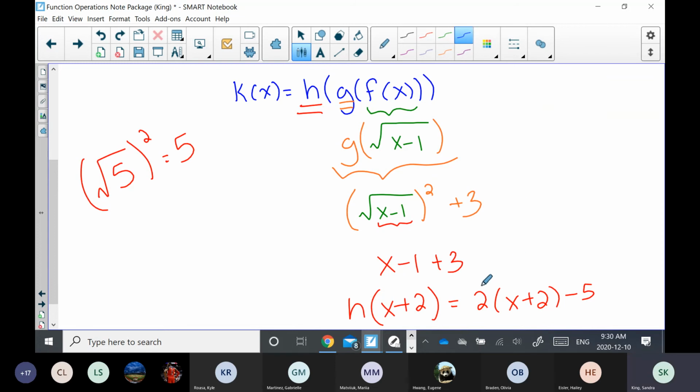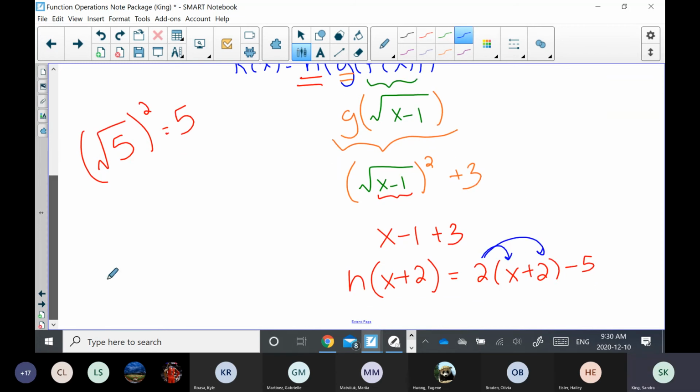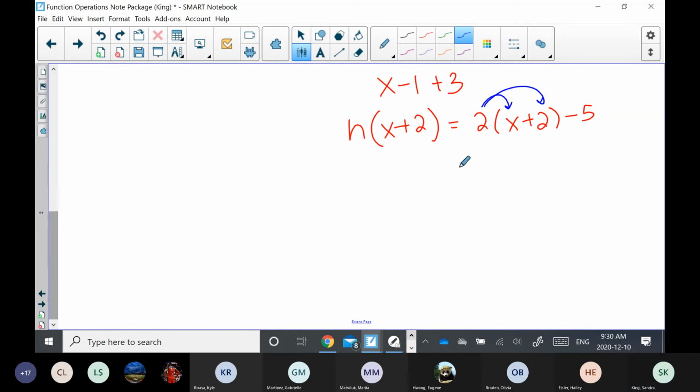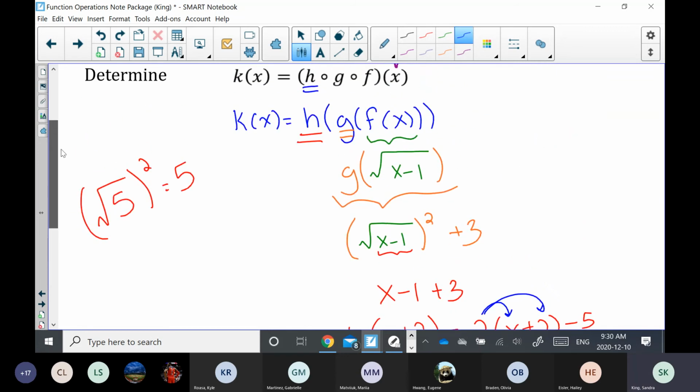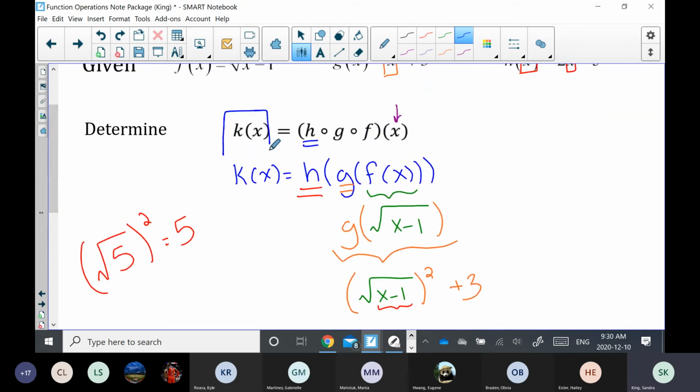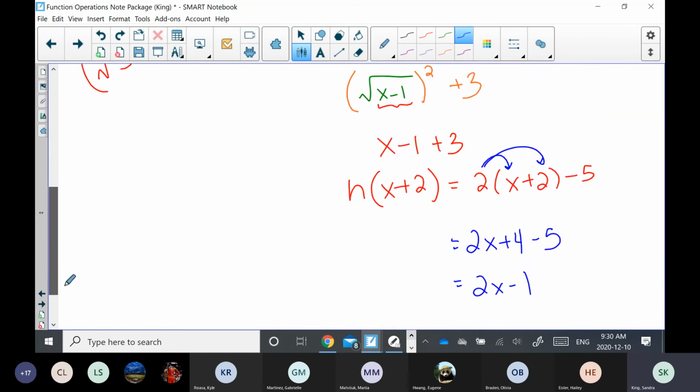You could get rid of your brackets by distributing the 2 into the bracket. 2x plus 4 minus 5, 2x minus 1. That is now my explicit equation. And what they want me to call that explicit equation is k of x.